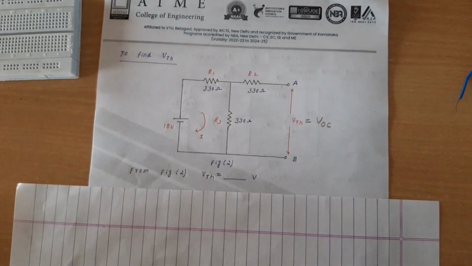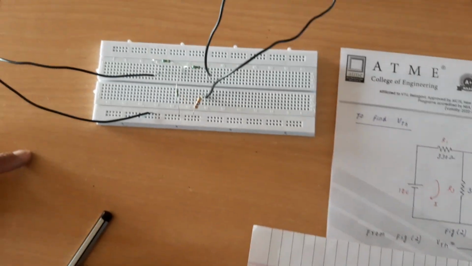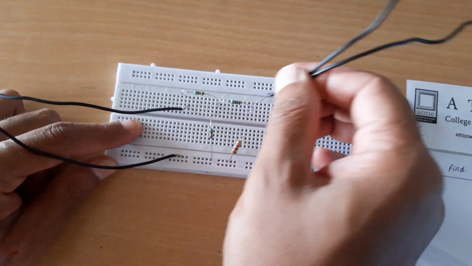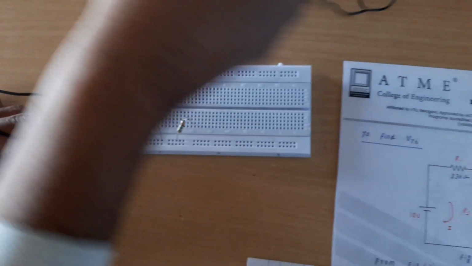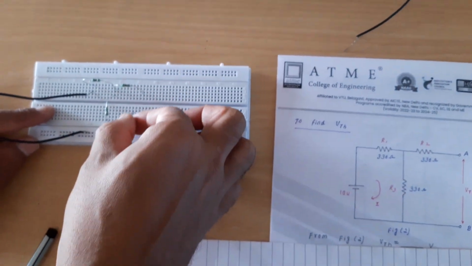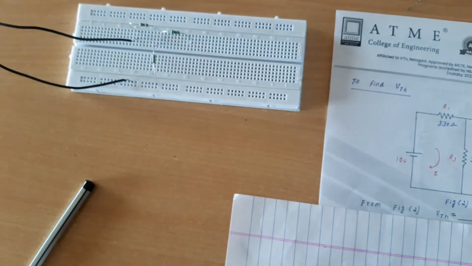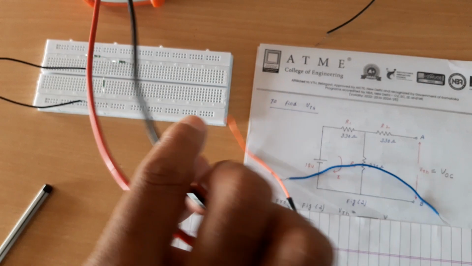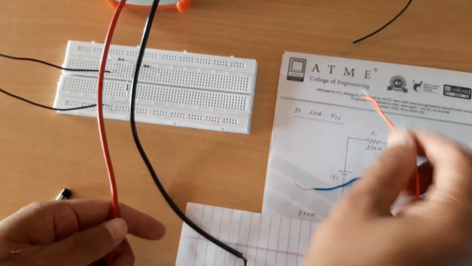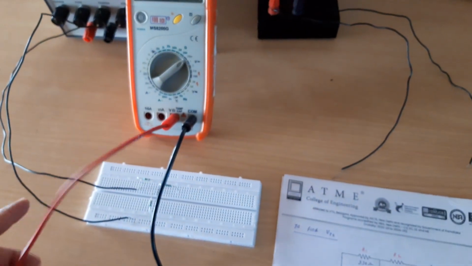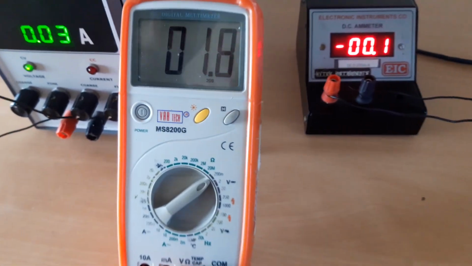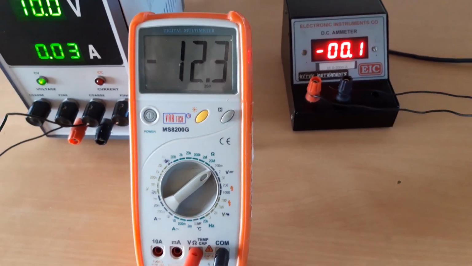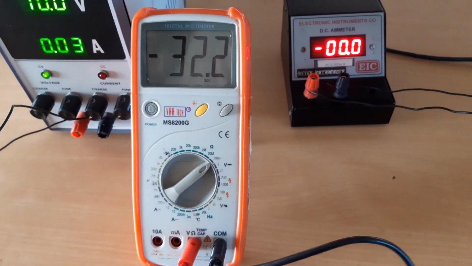Now move to the circuit. Now I will remove this milliammeter. I am keeping it aside. I am also removing the 1 kilo ohm resistance, and I will take the multimeter. I will set it to voltage and I will calculate what is Thevenin's equivalent voltage.